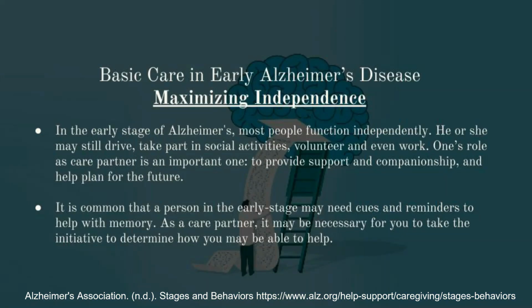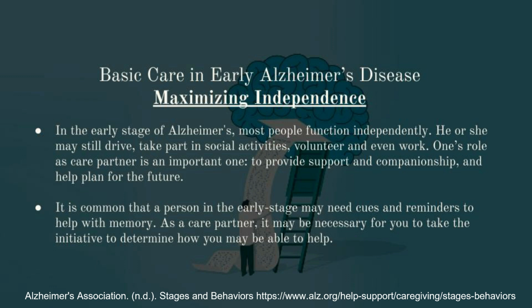So again, basic care in early Alzheimer's disease is focusing on maximizing independence. In the early stages, most people can function independently. They may even still drive or take part in social activities, volunteer, and even work. So one's role as a care partner is an important one. It's to provide support and companionship and help plan for the future.